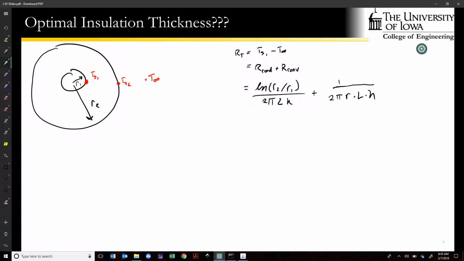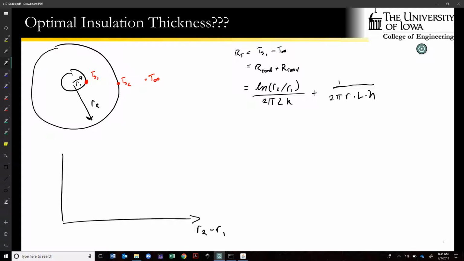So we've got these two different components. And if we were to draw a quick little graph of these two things, let's say that here's R2, or so we'll say R2 minus R1. So that's the thickness of the insulation. Okay. So R1 is fixed. We're going to say this is for some constant value of R1.